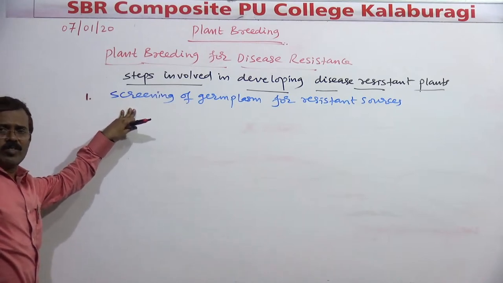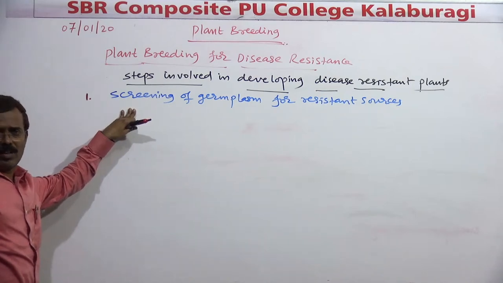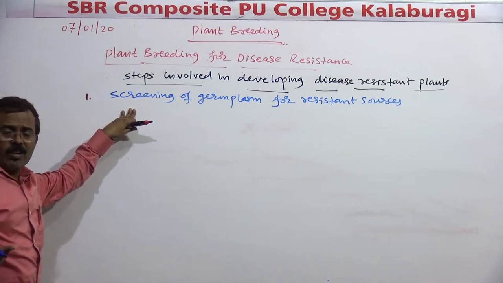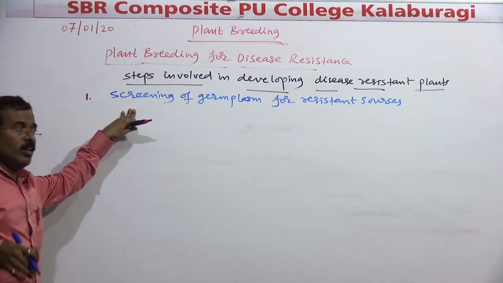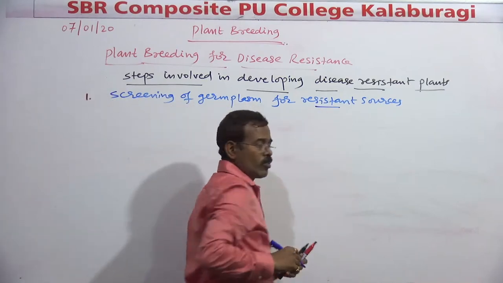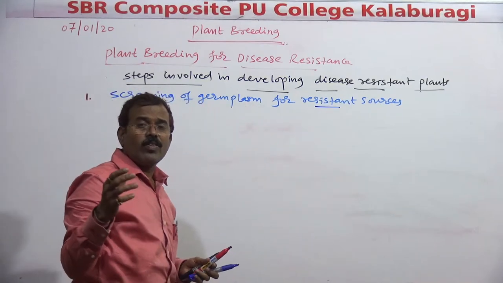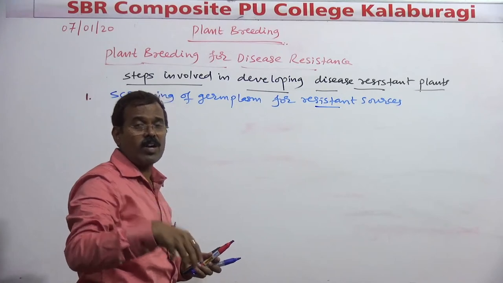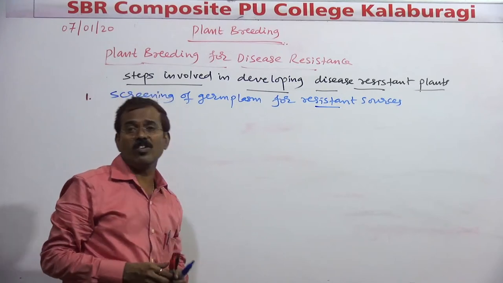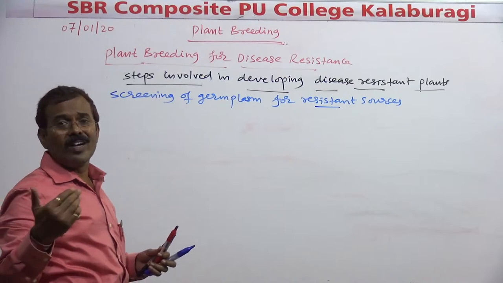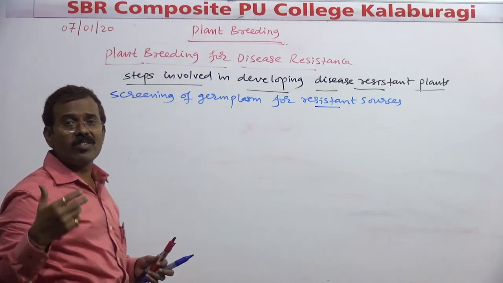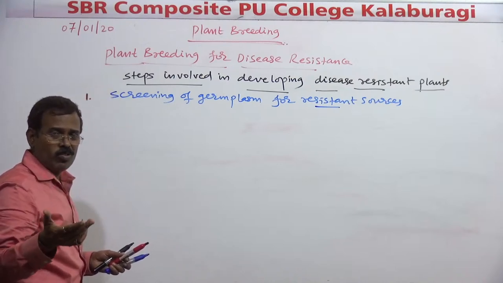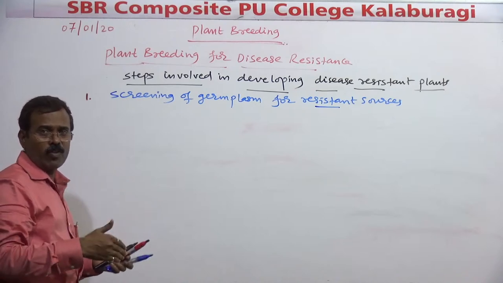Germplasm is the sum total of all the alleles of all the genes present in a crop. So the plant breeding material which we cultivate should have some resistant sources, that is, the resistant genes. We have to see whether the plant species we select has the disease resistant gene or not. Disease resistant genes will be present particularly in wild varieties. So we target such wild varieties having disease resistant characters, and these related wild species can be crossed with the commercial common cultivated variety.